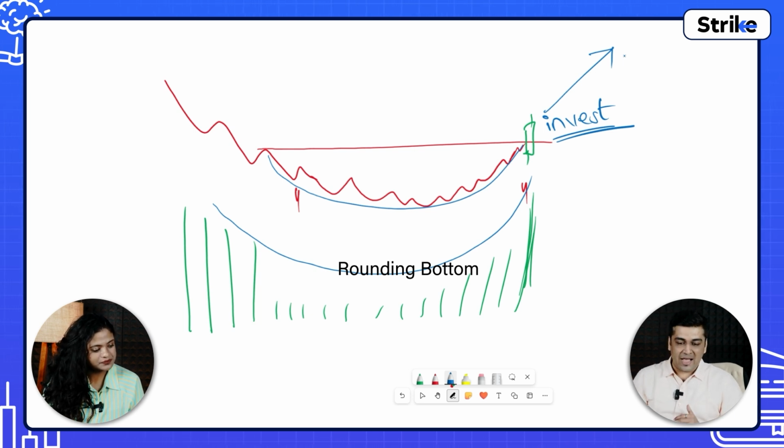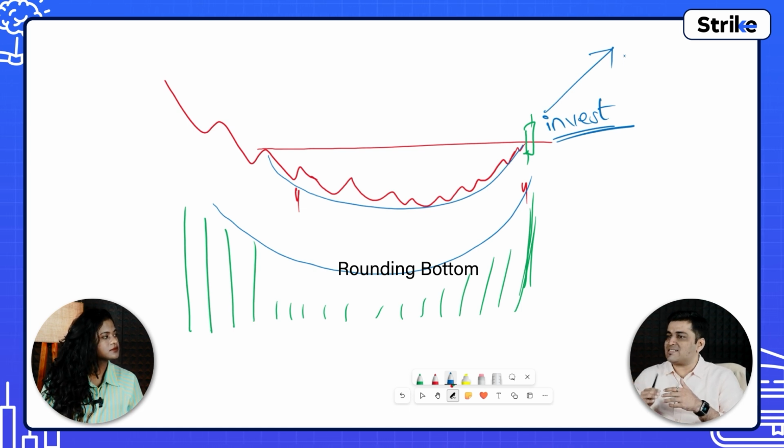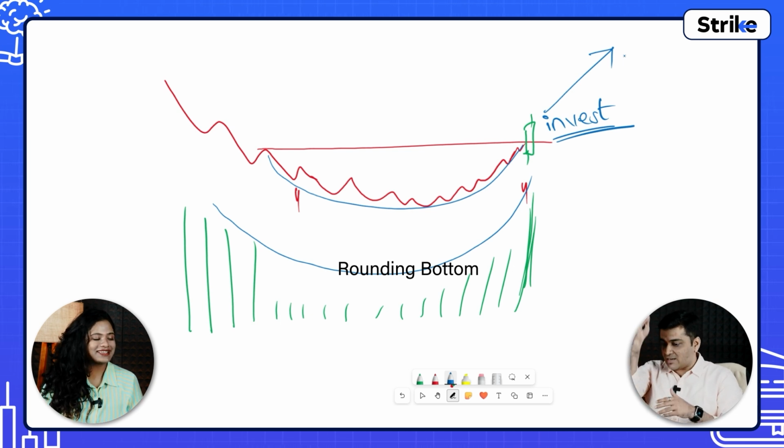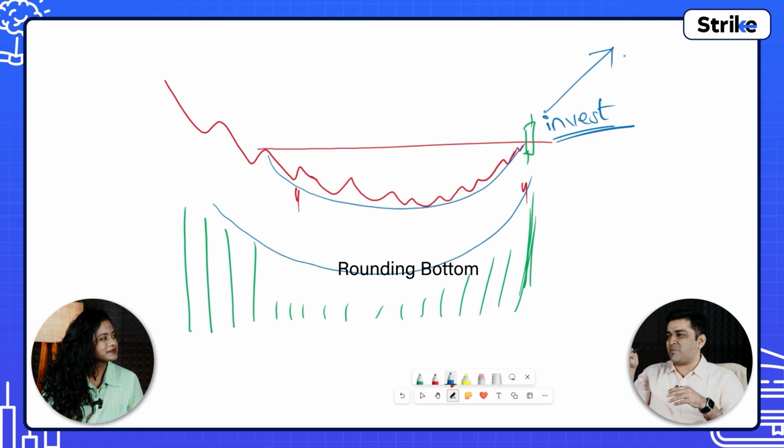All right, and on the other hand, we have rounding top. Now rounding top is very rare because, I'm sure you have also seen that whenever prices go up slowly by stairs, when prices fall down, they come down by lift. Drastic. So rounding top formation is very rare, but rounding bottom you will find.